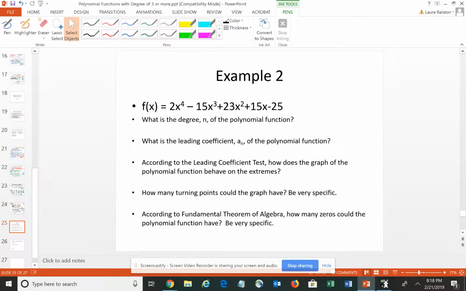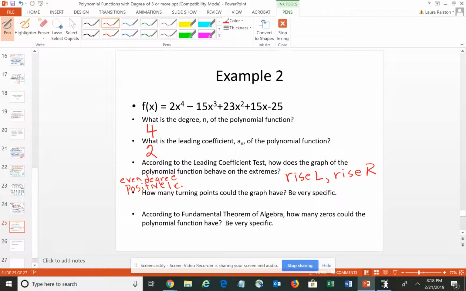Okay, I want to try to do one more example so you'll have one of an odd degree and then one of an even degree. All right, so we begin again with what is the degree? In this case, the degree is 4. What is the leading coefficient? It's a positive 2. So I have an even degree and a positive lead coefficient, which means eventually it's going to rise left and rise right.